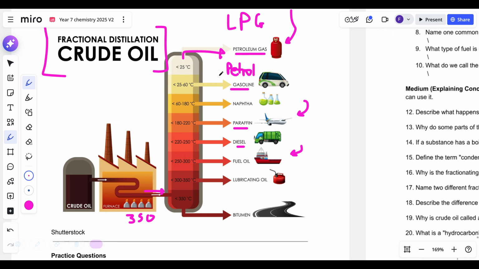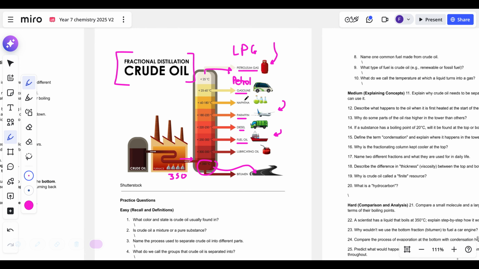They come in different sizes. The very small ones rise to the top and they are gas. The very big ones are what we make bitumen out of, for roads. And in between we have everything else. We have fuel oil, diesel, gasoline and naphtha.